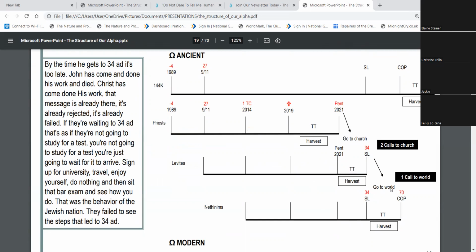John has come and done his work and died. Christ has come, done his work. That message is already there. It's already rejected. It's already failed. If they're waiting to 34 AD, that's as if they're not going to study for a test. You're just going to wait for it to arrive. Sign up for university, travel, enjoy yourself, do nothing, and then sit that bar exam and see how you do. That was the behavior of the Jewish nation. They failed to see the steps that led to 34 AD.